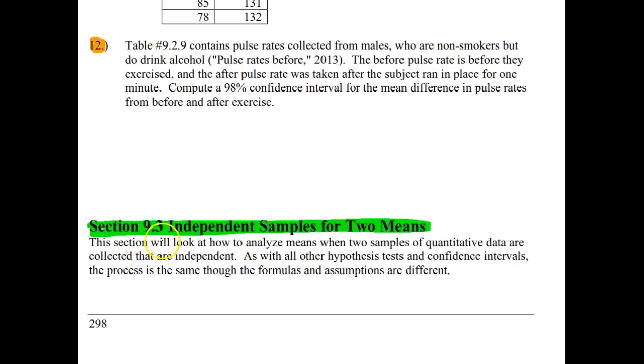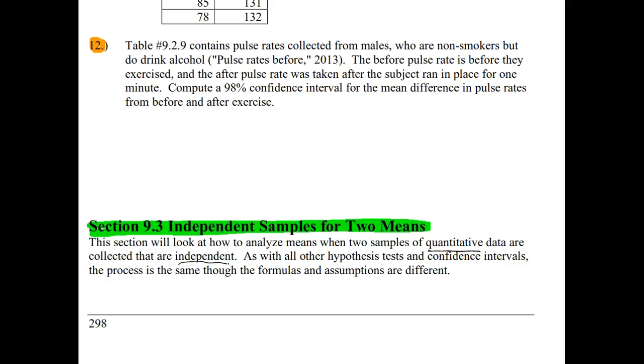All right, so section 9.3, independent samples for two means. This section will look at how to analyze means when two samples of quantitative data are collected that are independent. As with all other hypothesis tests and confidence intervals, the process is going to be the same. The formulas and assumptions are different.